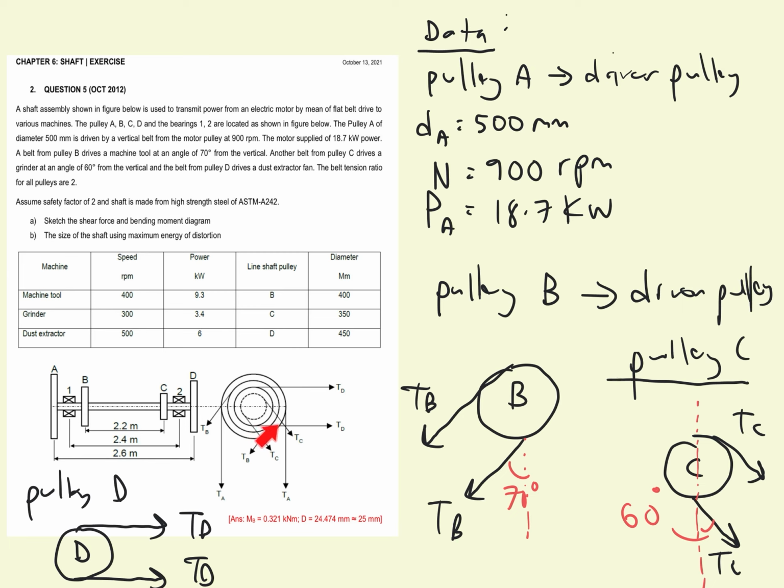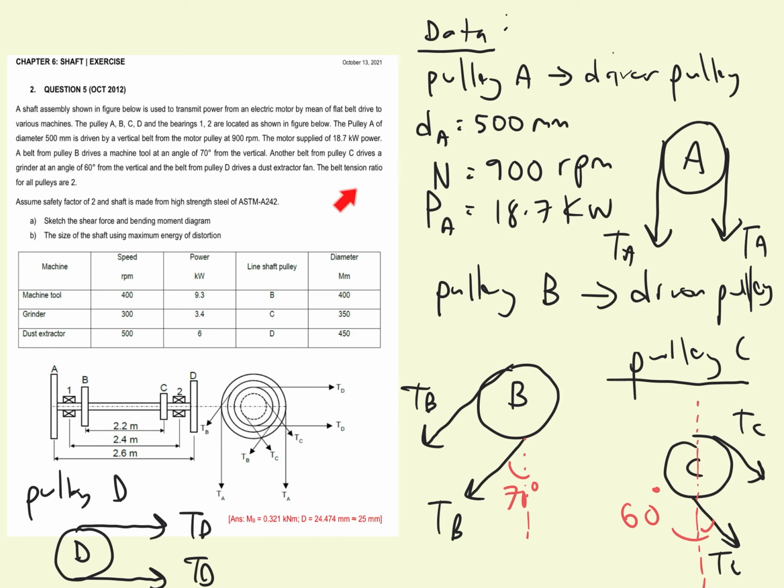And then for pulley D, you can see from this diagram that the direction of the belt for pulley D is horizontal to the right side. And then for pulley A, from this diagram, we know that the direction of the belt for pulley A is acting vertically downwards. So if we draw pulley A, this is pulley A, and this is the direction of the belt for pulley A, which is acting vertically downwards.